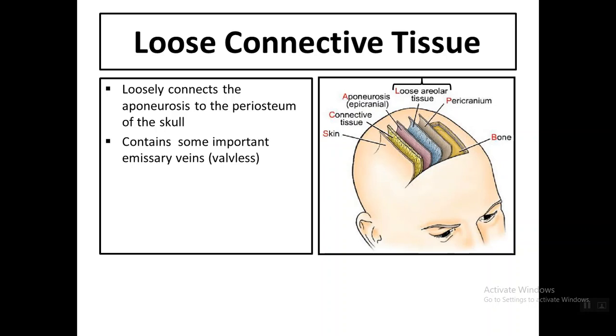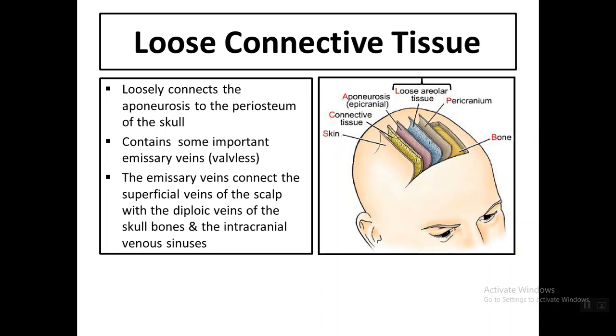It contains some important emissary veins. This loose connective tissue layer contains these emissary veins. The emissary veins are characterized by being valveless. Valveless means they have no valve. These veins contain no valve, which means it will permit the blood to pass in two directions.